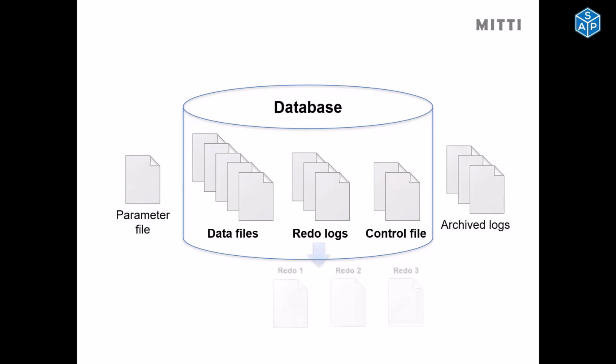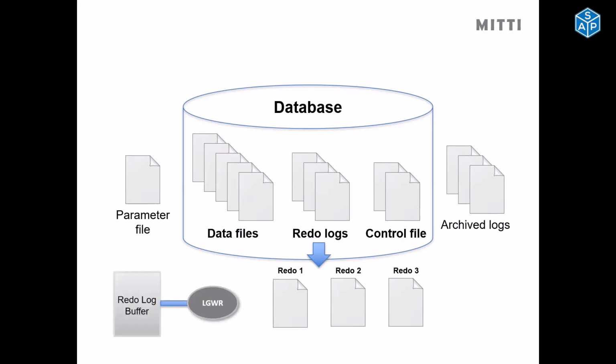Now these are your 3 redo log files: redo log 1, redo log 2, redo log 3. This is the log writer, and this is your redo log buffer in memory. All the changes done from the application server create SQL queries, insert queries, select queries. All these queries are written into your redo log files, and simultaneously the database is also updated with these SQL queries.